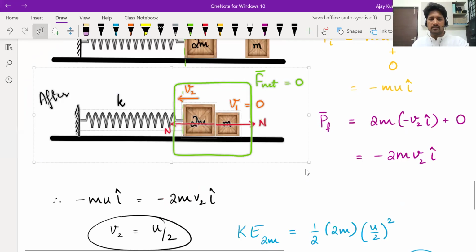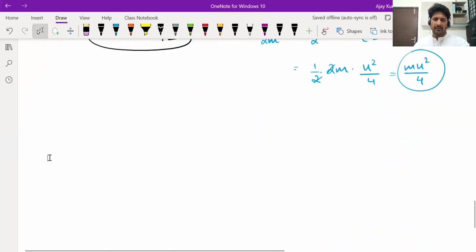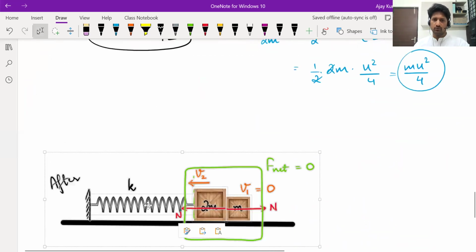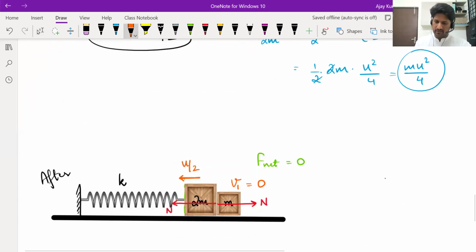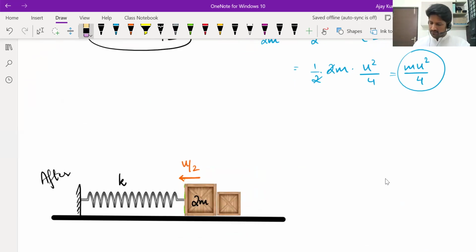So now let us consider the compression of the spring. We know how 2M starts to move. After that, what is left is the compression of the spring. Now you don't even have to consider M anymore. 2M starts to move with a speed U by 2. We have proved that. We have derived that. And forget all this now. When 2M just starts to move, the spring is at natural length. It's not compressed, nor is it elongated.